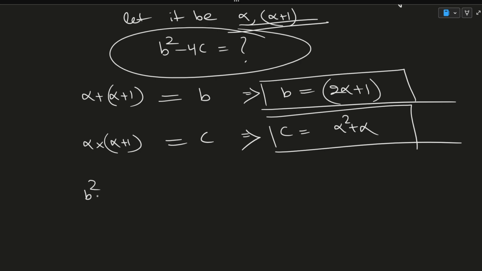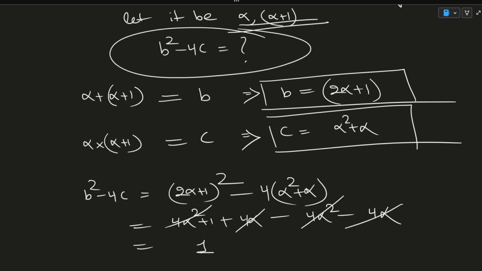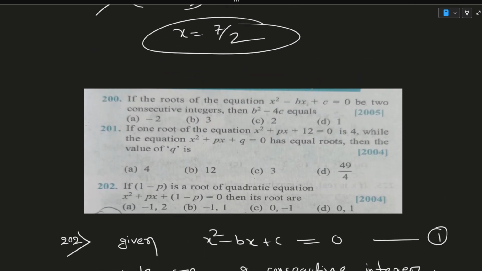What will b square minus 4c be equal to? b square is (2 alpha plus 1) square, minus 4c, that is 4 times (alpha square plus alpha). So 4 alpha square plus 4 alpha plus 1 minus 4 alpha square minus 4 alpha. Okay, so you can cancel out these terms, and we'll get 1 as the correct answer. So we'll just match this one. Okay, option D is true.